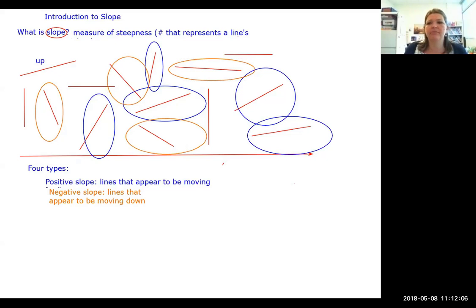Okay, so what else could happen? I'll take a look at these. I bet a couple of these lines look to you like they're not going anywhere. If I were walking down the street and I said to you, this street has no steepness, it has no slope, well, what would you expect your street to look like? Probably a flat line, huh?